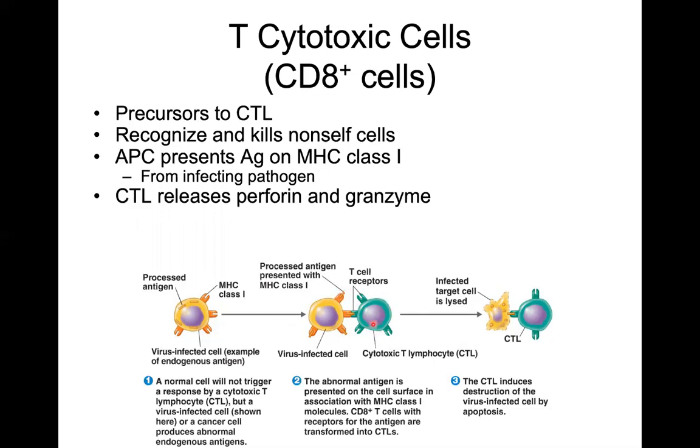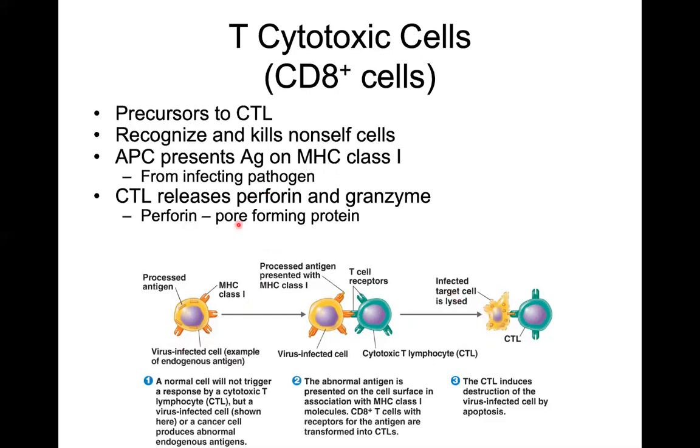These CD8 positive T cells will recognize the MHC class 1 protein and the antigen, and then will become a cytotoxic T lymphocyte. And as such, as a cytotoxic T lymphocyte, can release chemicals like perforin and granzyme that will cause this cell, the one that had originally been infected by a virus, to now die. And if the cell dies, it can't be used to make more virus particles.